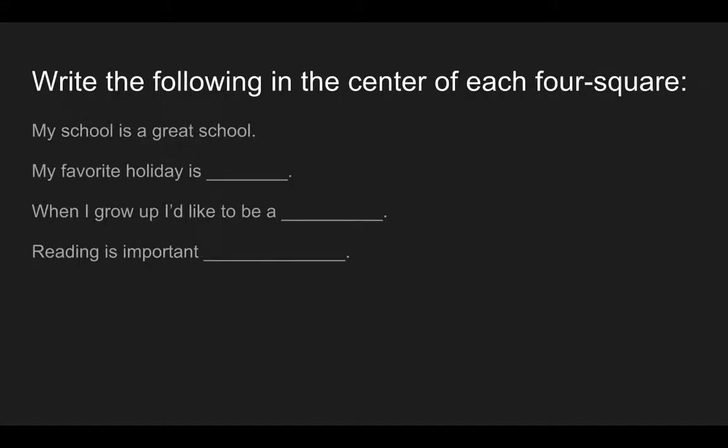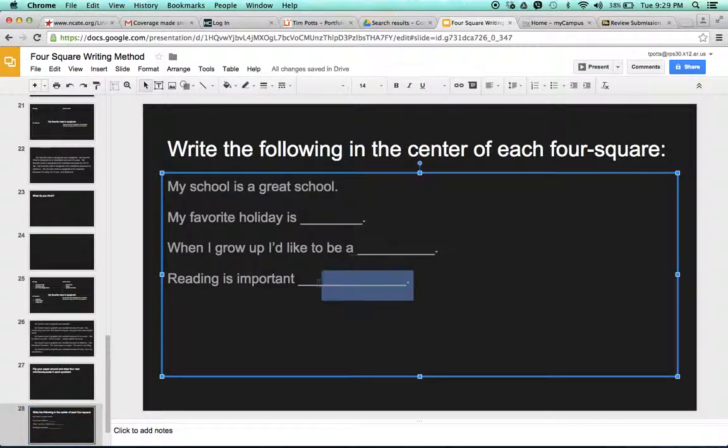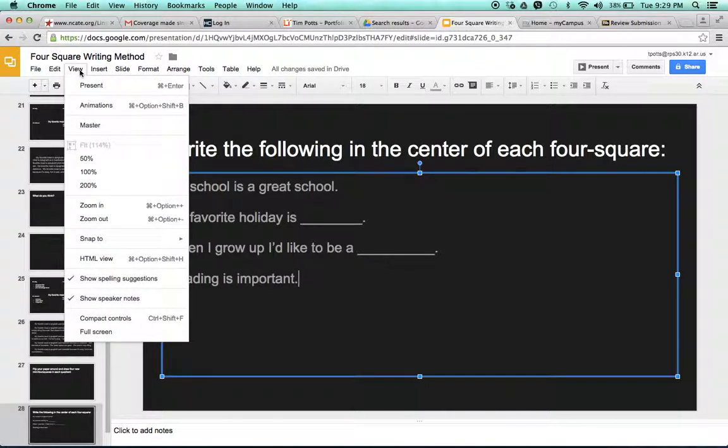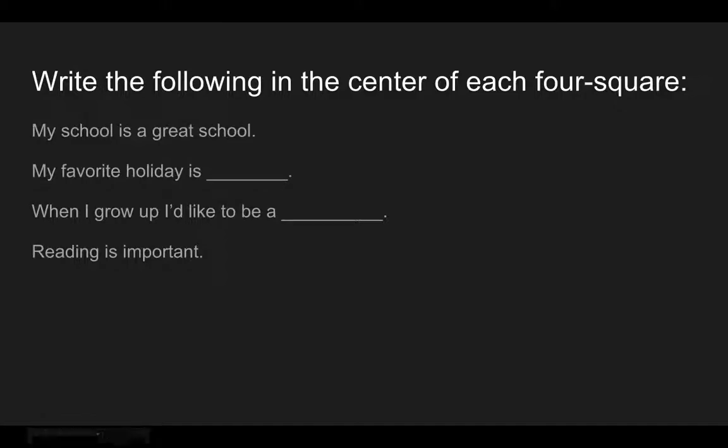Then in the center of your 4 square outlines, you need to write these 4 sentences. My school is great. My favorite holiday is blank. When I grow up, I'd like to be a blank. Reading is important. You could do this. Reading is important. So at this point, you can pause the screen so that you can write down these sentences in the 4 square outlines that you've made.